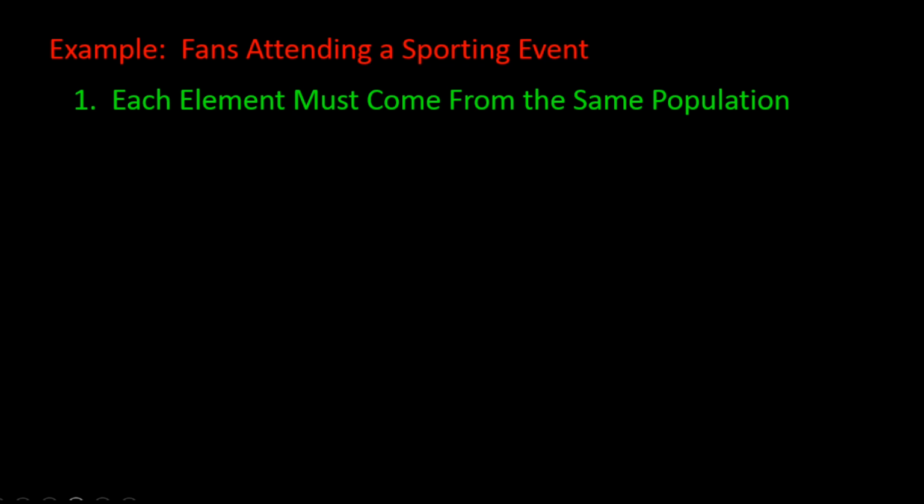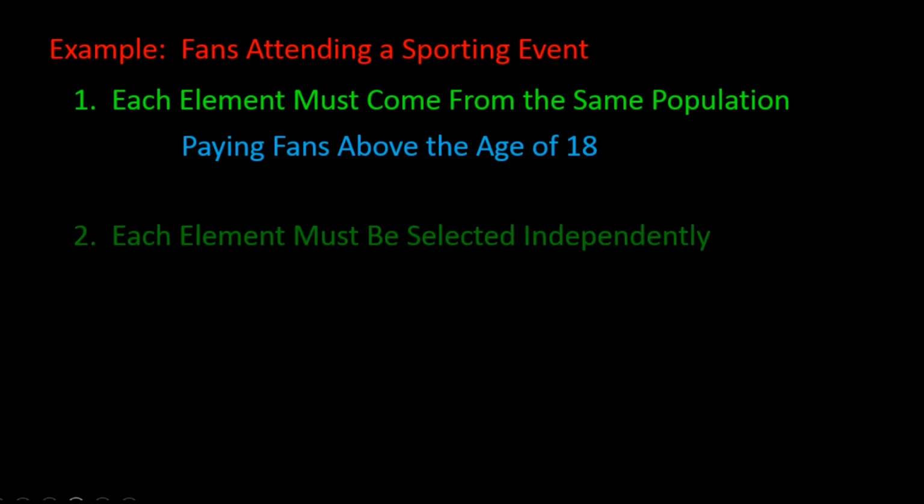First, we would have to define the population, say all paying sports fans above the age of 18. And then we make sure that each element selected is part of that population. The next criteria is equally important. The elements must be independent from each other.